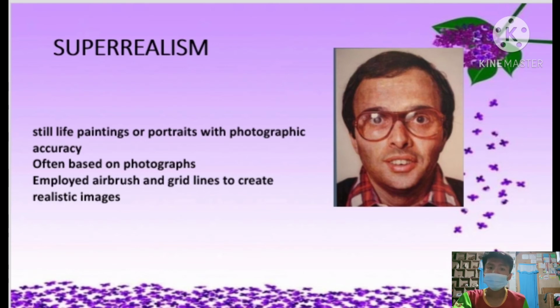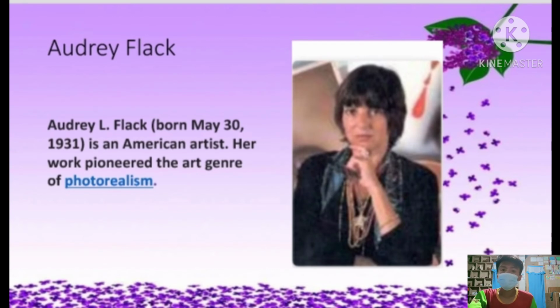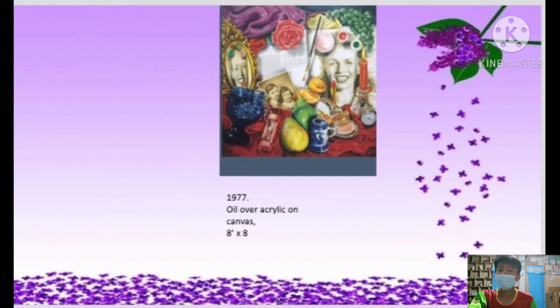Next is Photorealism. Photorealism is still life paintings or portraits with photographic accuracy, often based on photographs. It also employs airbrush and grid lines to create realistic images. One of the painters of photorealism is Audrey Flack. Audrey Flack was born on May 30, 1931. She is an American artist. Her work pioneered the art genre of photorealism. Her work encompasses painting, sculpture, and photography. The picture on the slide is one of the artworks of Audrey Flack from 1977, made of oil over acrylic on canvas.